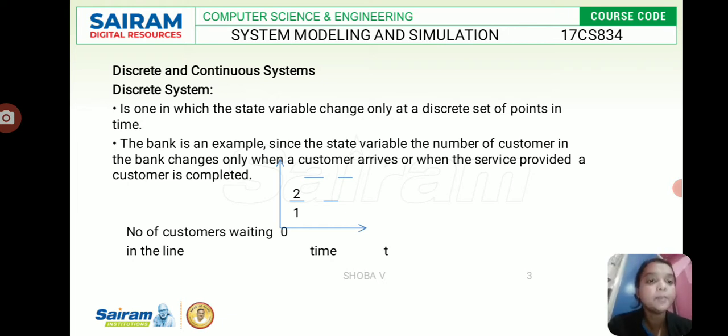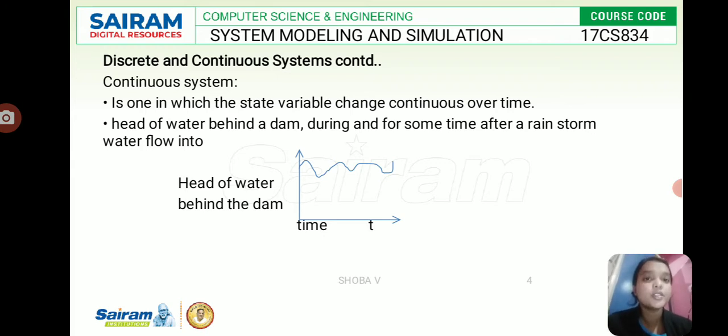That is under time based on the customer arrivals only. So the arrival of the customer and the service given by the server to the customer, these two things we can calculate only at a discrete set of points in time. And continuous system: it states that the state variable changes continuously over time.